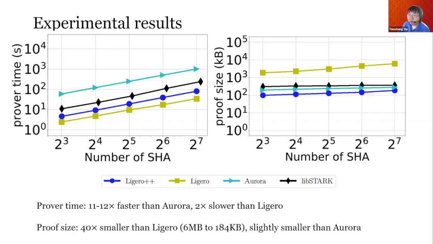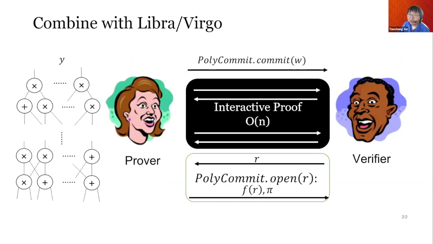So it looks like the protocol just sits in the middle. It does not outperform; it's not a rank 1 protocol. And why is this so important? Because it can combine with Libra and Virgo.